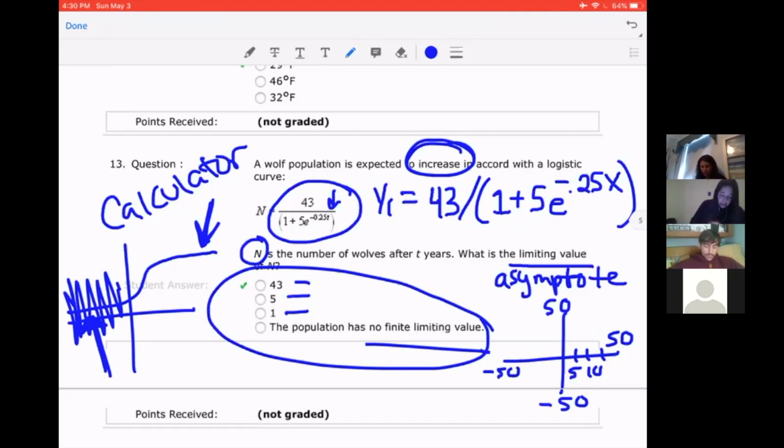If you then trace, you could just trace right along that line. And if you keep going to the right, you're going to see y equals 42.7, 42.8. So you're going to see there that it's approaching 43. Does that make sense? The language of the limiting value probably threw you off, because it's really just looking for the asymptote, which would be 43.